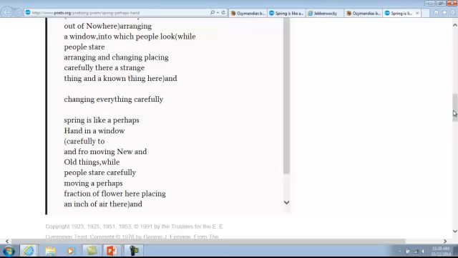So again, that idea of perhaps hand gets our attention. He also works with sound in other ways. He's got the internal rhyme with the arranging and changing and strange, and lots of repetition of sound, old, to and fro, and the stare and the carefully, another example of an internal rhyme or a slant rhyme, but mostly I wanted to show you this idea of the syntax. He's also got a perhaps fraction of flower, which is not what we expect, and so it gets our attention.